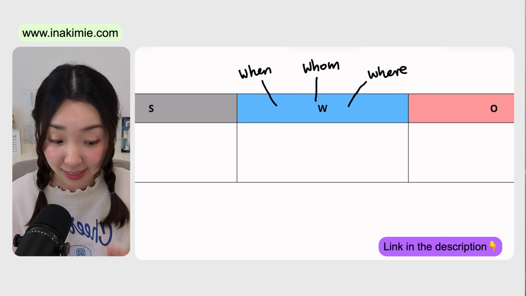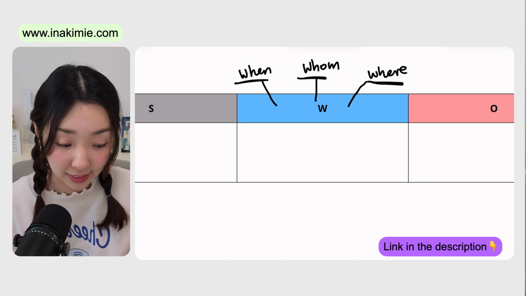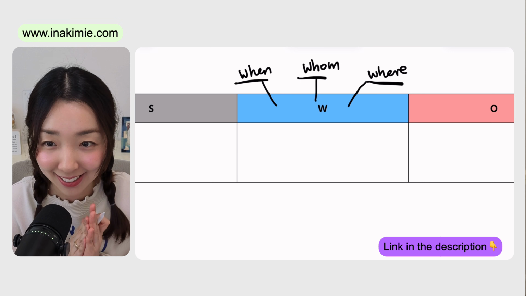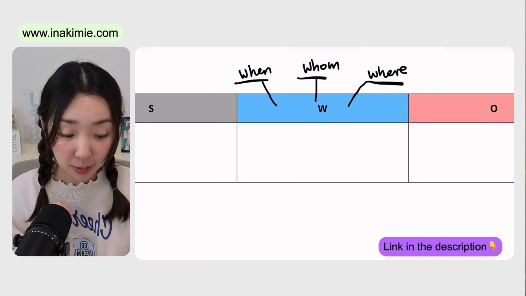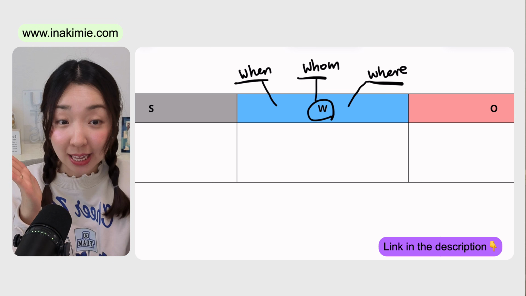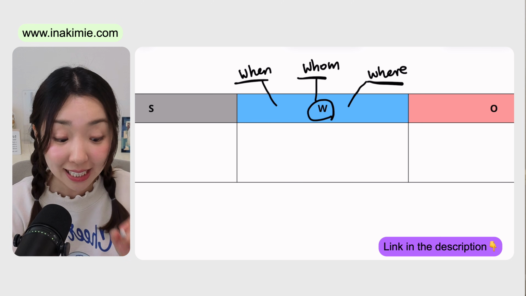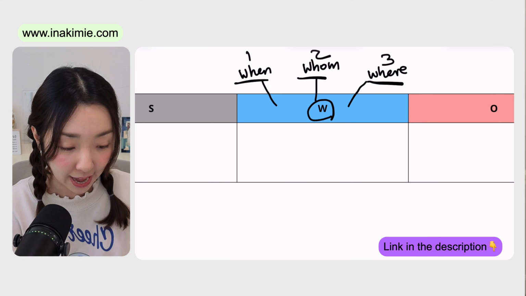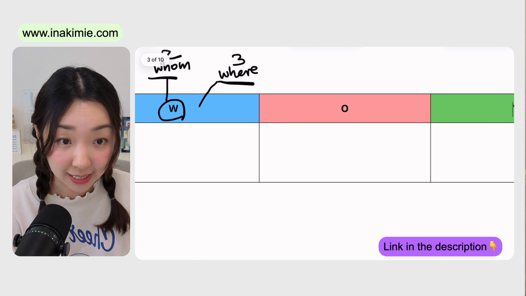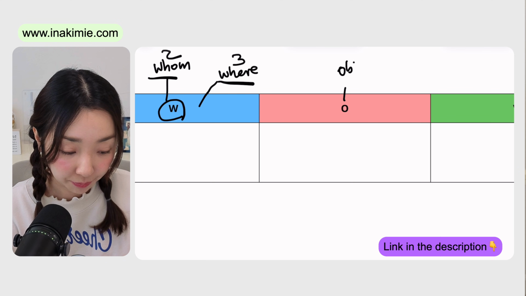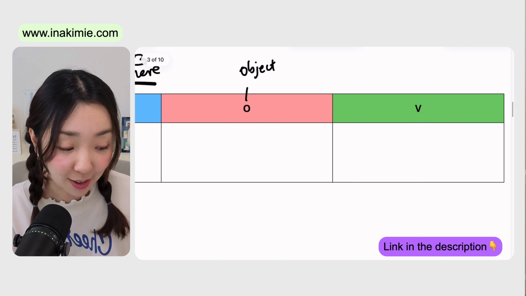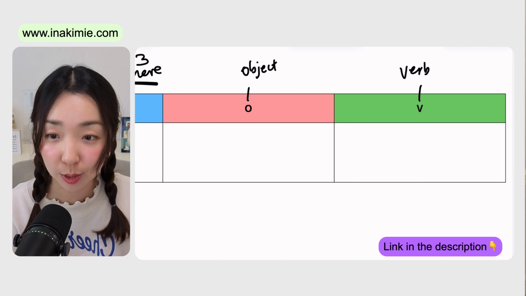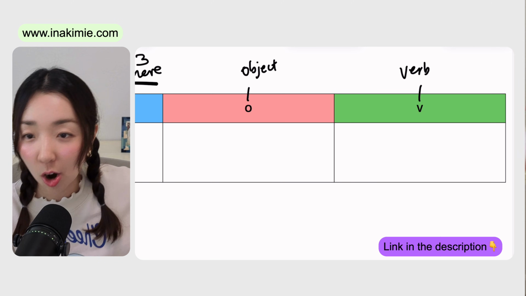So every sentence will have one of these. Not all at once. We don't need it. Not every sentence is complicated like that. But I just wanted to let you know the W stands for all three, and they will be placed right after the subject in this order: when, whom, and where. Okay, so we're clear on that. And moving on to the O part, that's going to be your object. Okay, then our last section is our verbs. So all your verbs are your verb patterns. They are at the end.